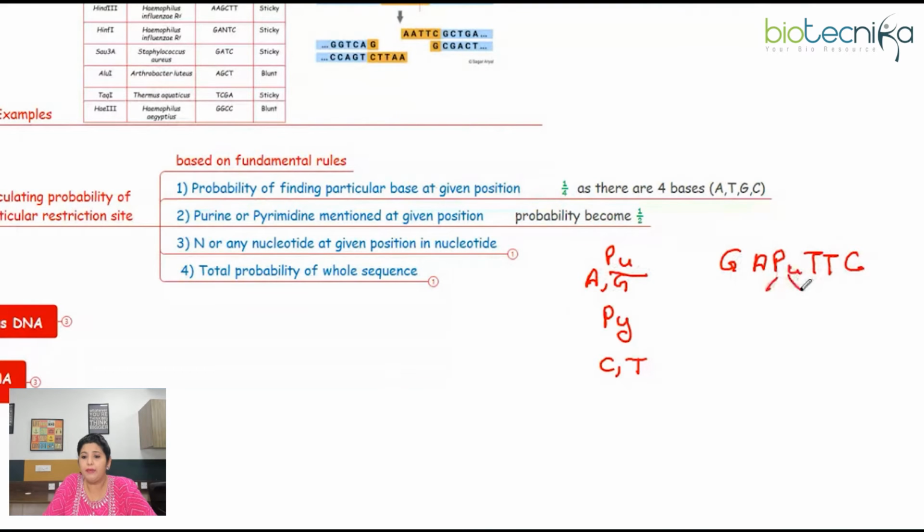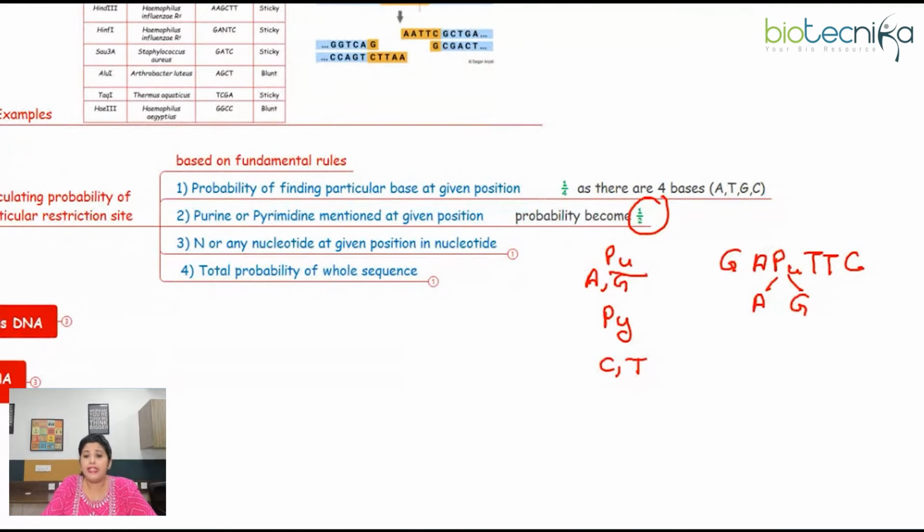So the purine here can be adenine or guanine, right? So any one base can be there, right? This is the reason that the probability will be 1 by 2. So 2 here is the total outcomes. For purine, it is adenine and guanine. Similarly, for pyrimidine, it is cytosine and thymine.